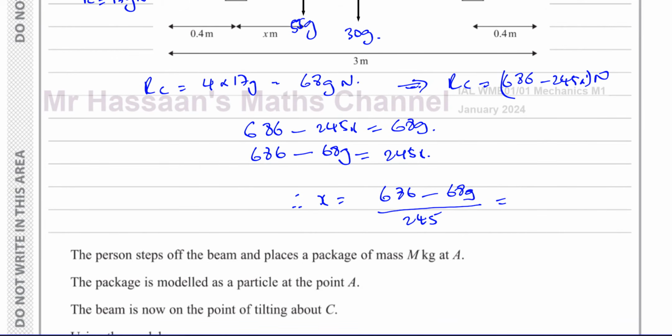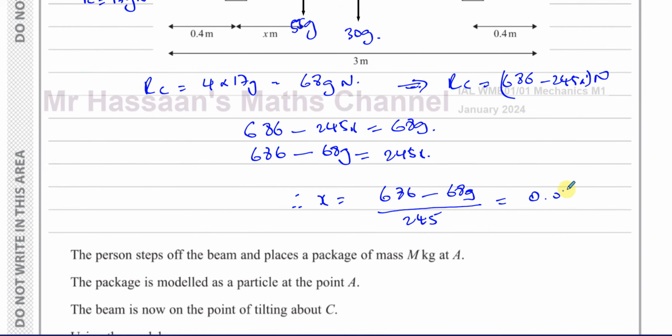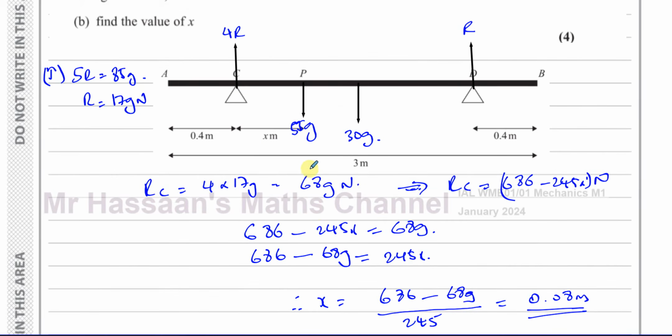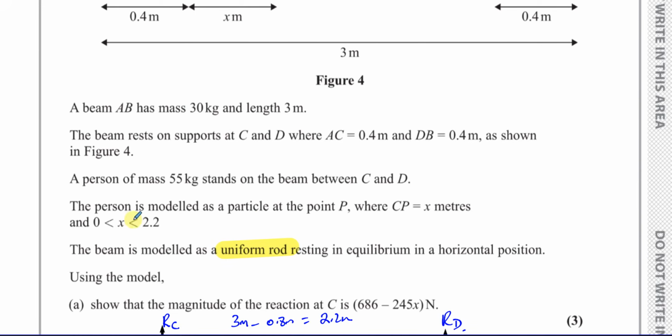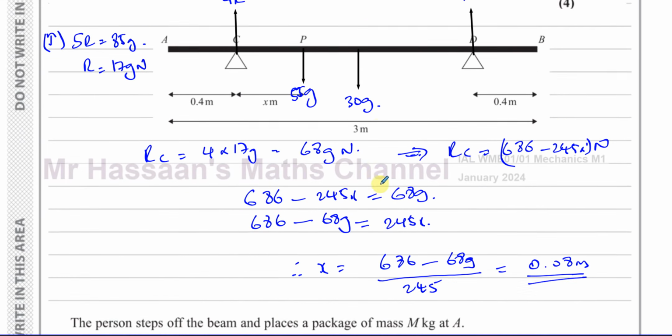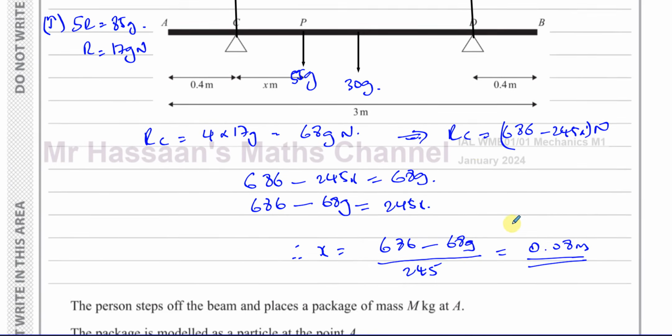Remember, g is 9.8, so I'll have 686 minus 68 times 9.8, divided by 245. That gives me 0.08. So x is 0.08 meters. Okay, so that's the value of x, and it looks a bit small, but remember it said x is between 0 and 2.2, so that's fine. I think we did everything correctly. The distance between the pivot and where the man is standing is 0.08 meters, and that's the answer to part B.